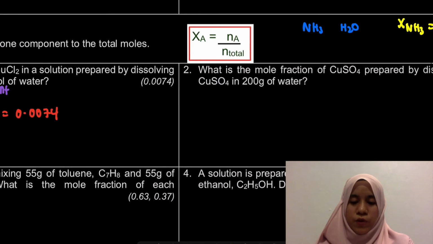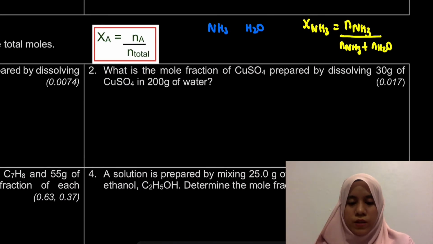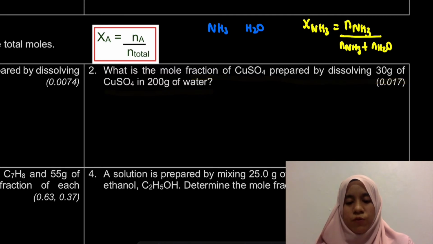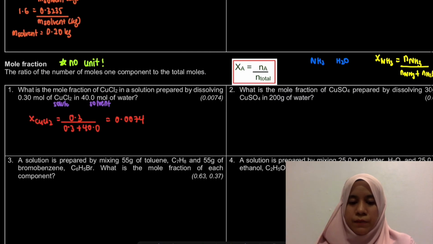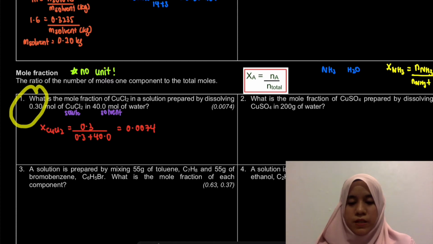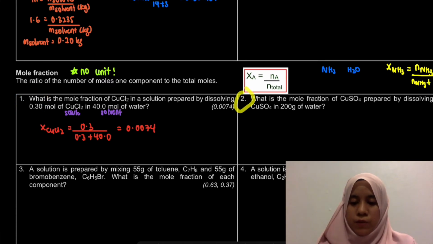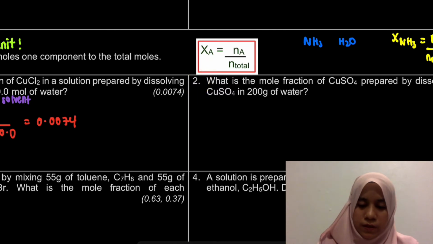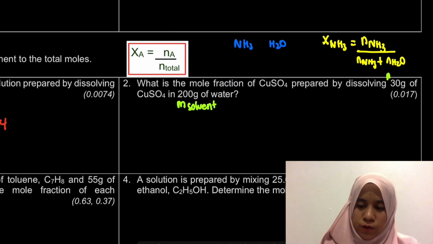Okay, so let's look here for question 2. What is the mole fraction of CuSO4 prepared by dissolving 30 gram of CuSO4 in 200 gram of water? Okay, yang ini sama juga, the same as number 1. Number 2 ni dia bagi kamu mass. This is your mass water kita, mass solvent kita ataupun mass water ni. This is our mass solute ataupun mass of CuSO4.